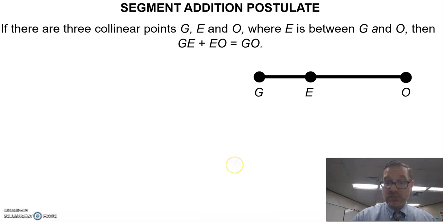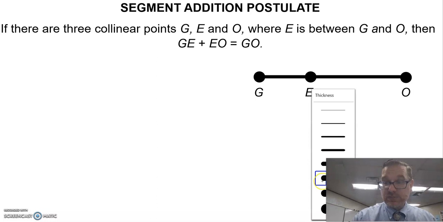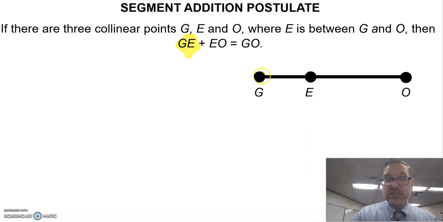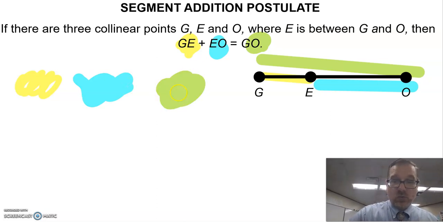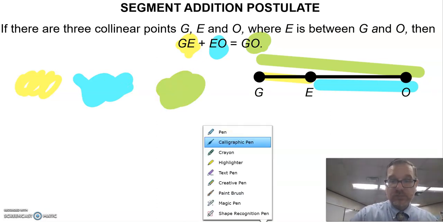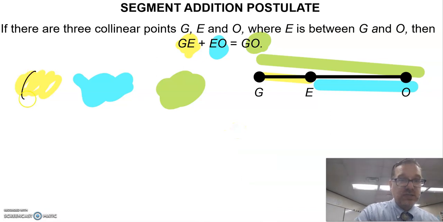Notice there's no segment line on top anymore. What that means is that now we're talking distance. The distance from G to E plus the distance from E to O equals the distance of the whole thing. The length of the front part plus the length of the back part equals the length of the whole thing. That's what this postulate is saying.